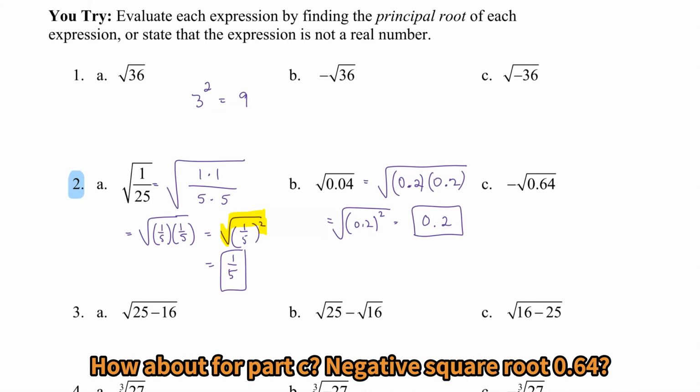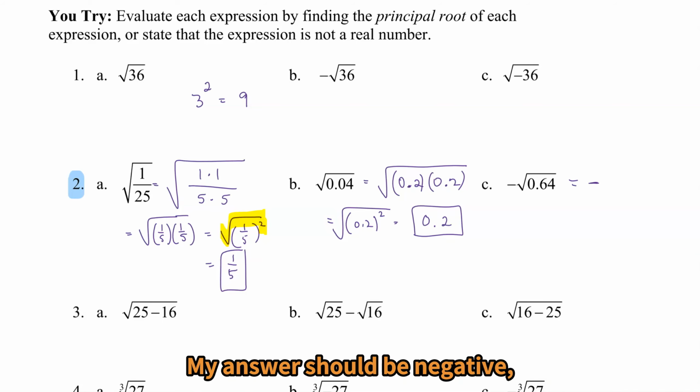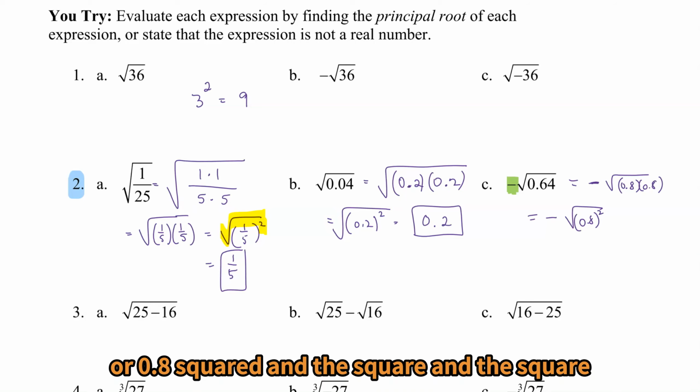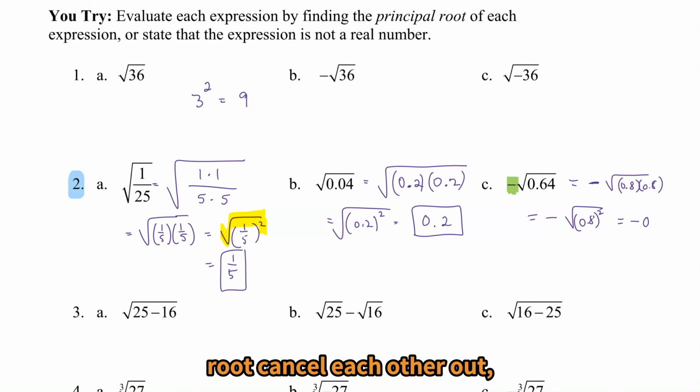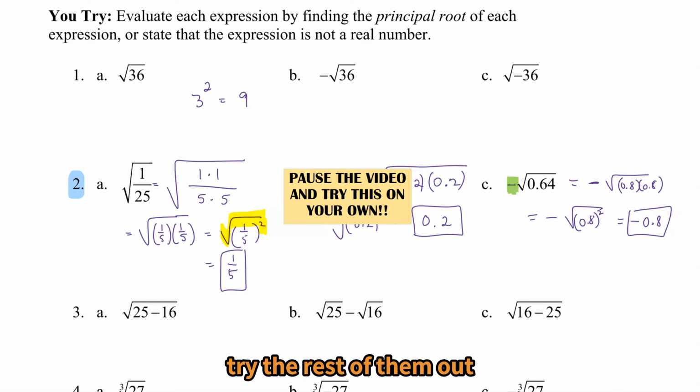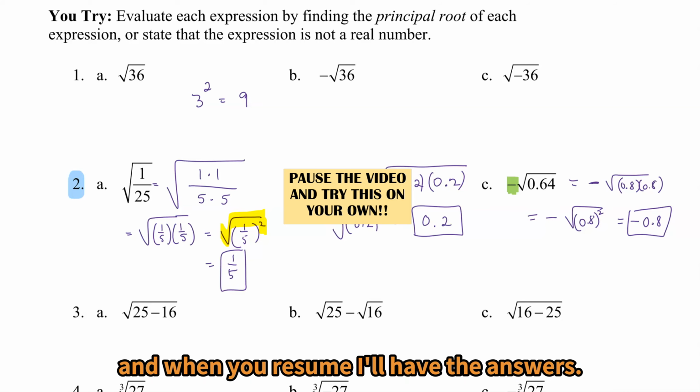How about for part C? Negative square root 0.64. Well, my answer should be negative because of this negative. 64 is 8 times 8. So 0.64 will be 0.8 times 0.8, or 0.8 squared. And the square and the square root cancel each other out, and we're left with negative 0.8. So pause the video, try the rest of them out, and when you resume, I'll have the answers.